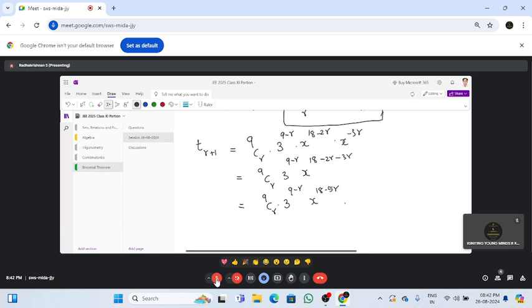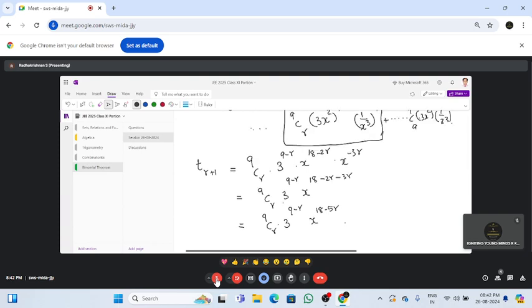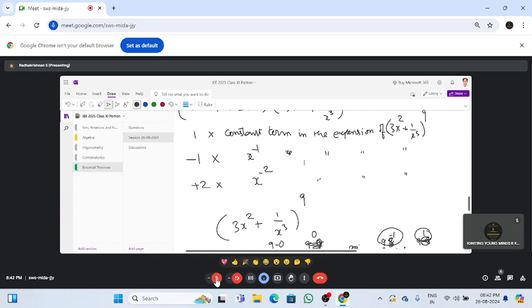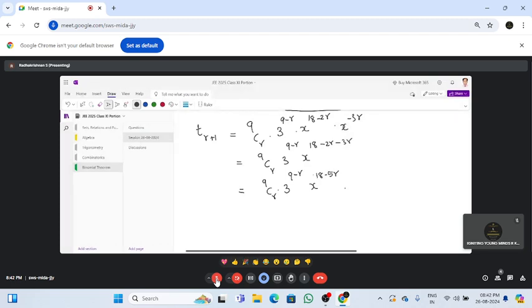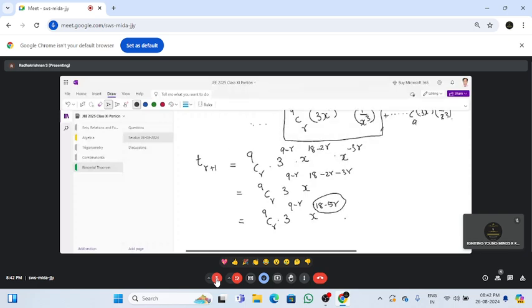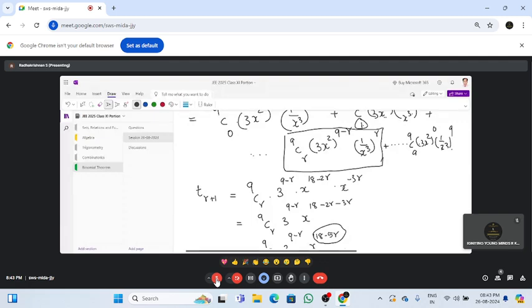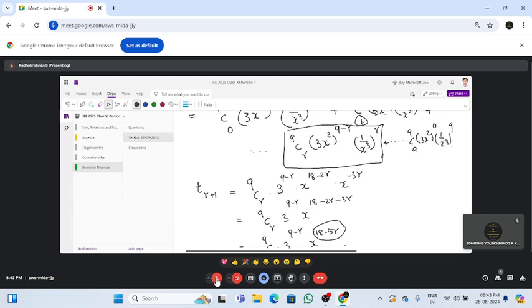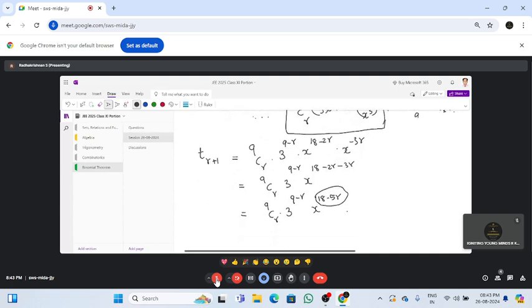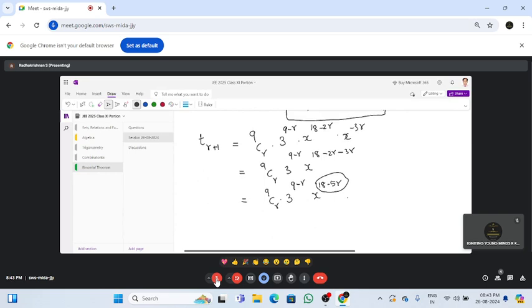Now, if they want the constant term in the expansion, constant term means this x power should be 0. So 18 minus 5r should be equal to 0. It is a constant term. So r comes to 18 by 5, but r has to be an integer. That means this expansion will not have any constant term.